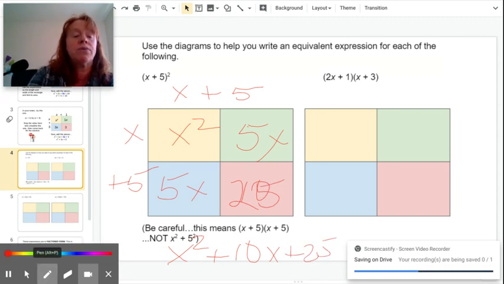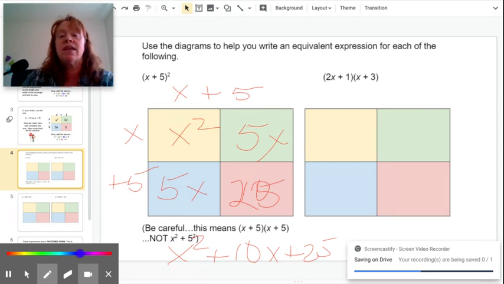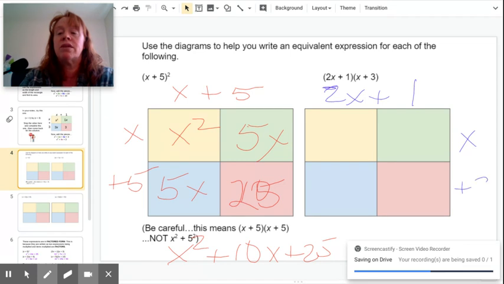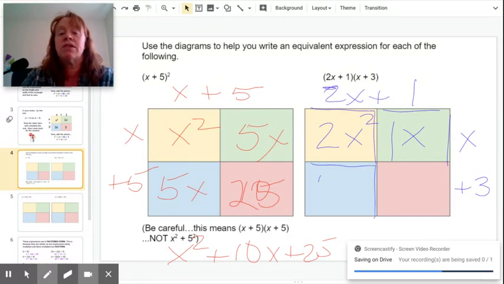So as I go through and do it now, this one's a little different because we've got this 2x here, but it's the same idea. 2x plus 1, and then we've got x plus 3. So 2x times x is 2x squared. 1 times x is x. We could also make that a 1x. And then we've got 2x times 3 is 6x. And 1 times 3 is 3.